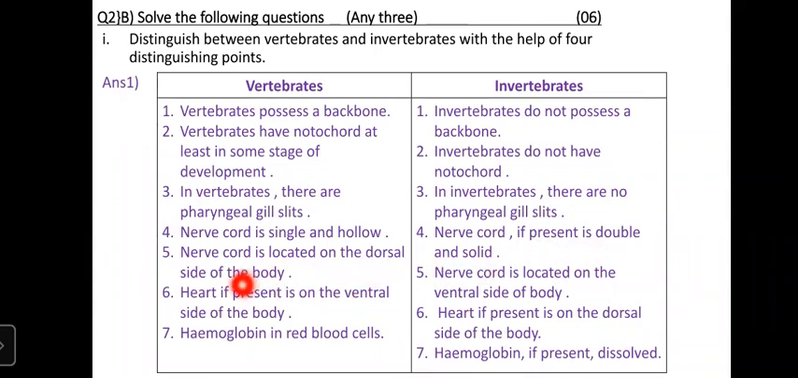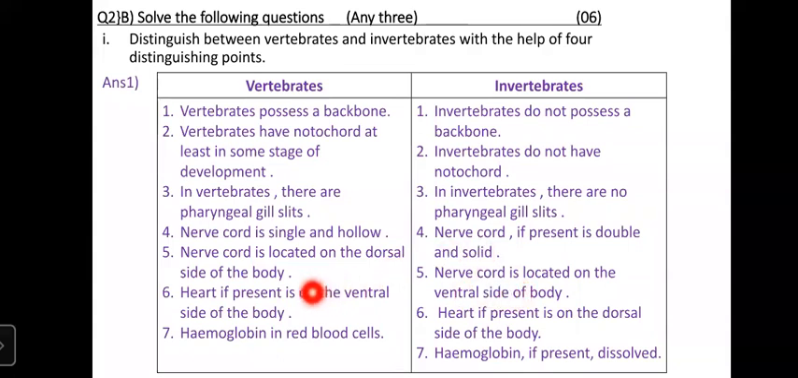Next, the nerve cord is located on the dorsal side of the body in case of vertebrates. Whereas in invertebrates, the nerve cord is located where? Ventral side of the body. You see the difference here? In vertebrates, it is dorsal. In invertebrates, it is ventral side.